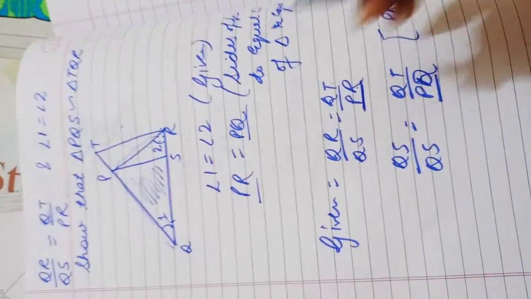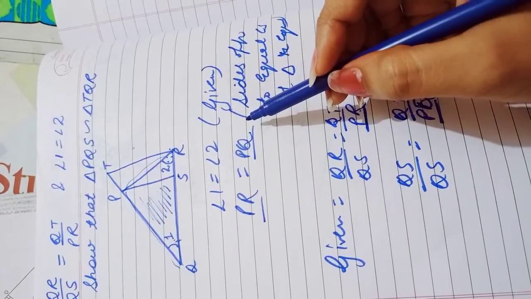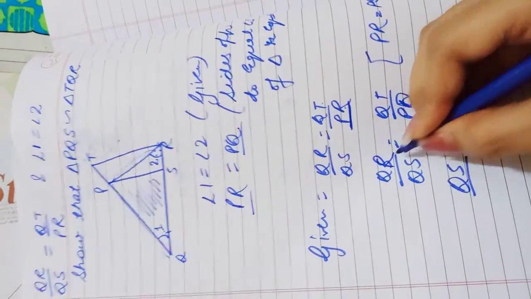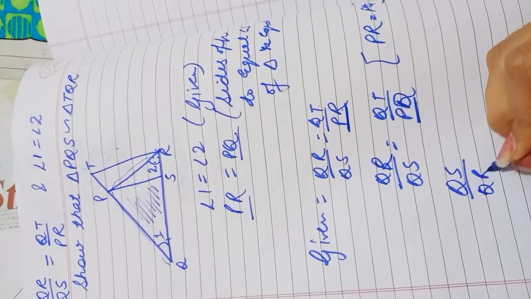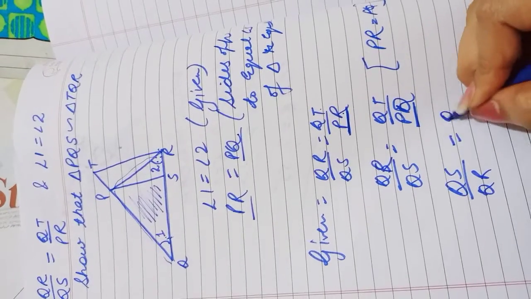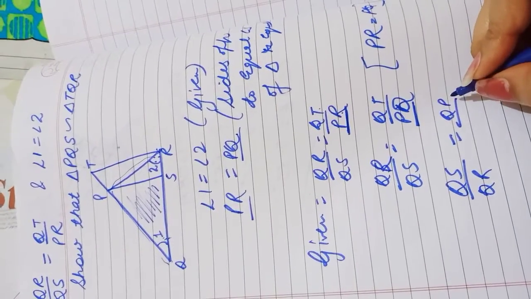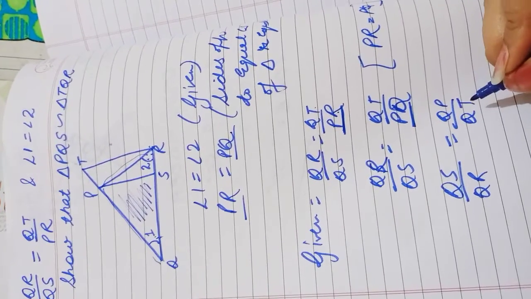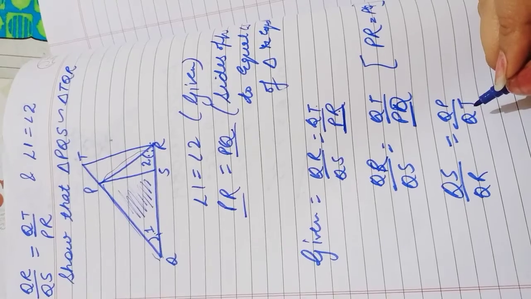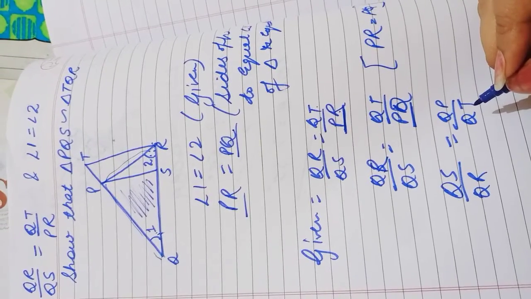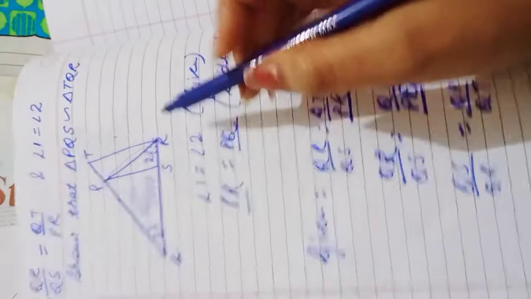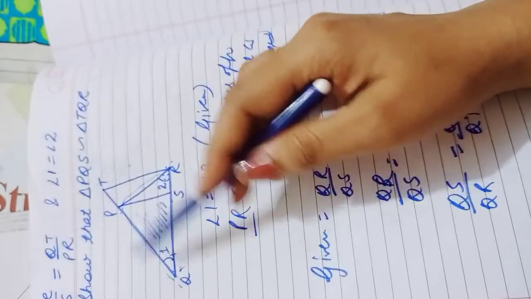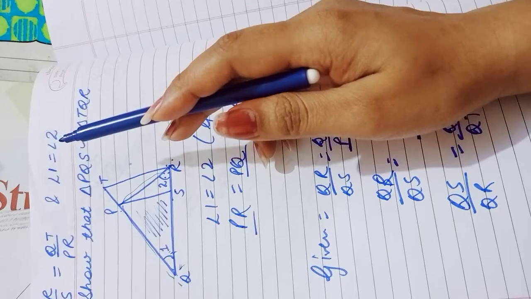So by taking the reciprocal, you can say QS upon QR is equal to QP upon QT. On taking the terms' reciprocal, you can say it like this. Now QS upon QR and QP upon QT are equal.